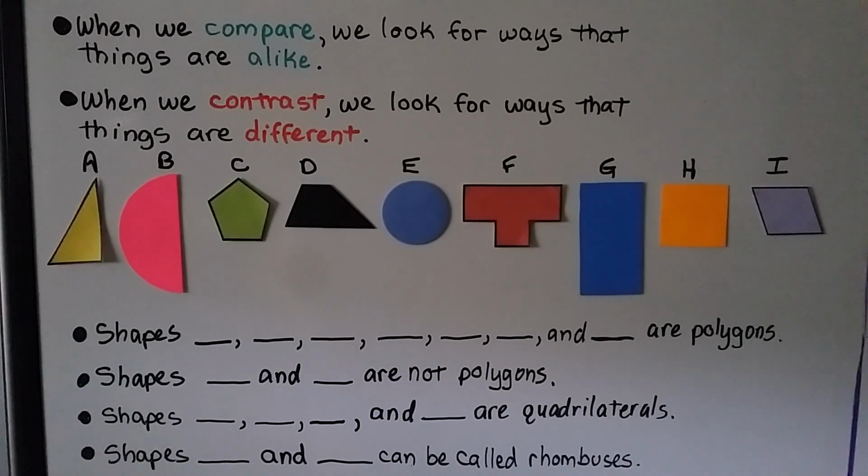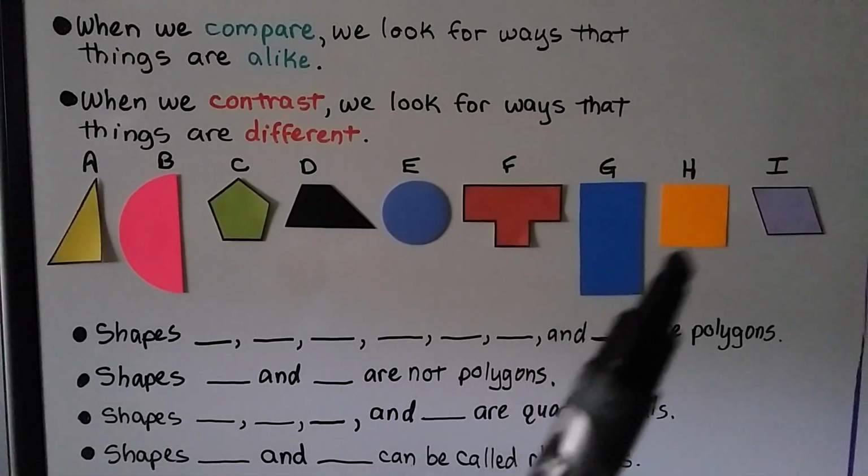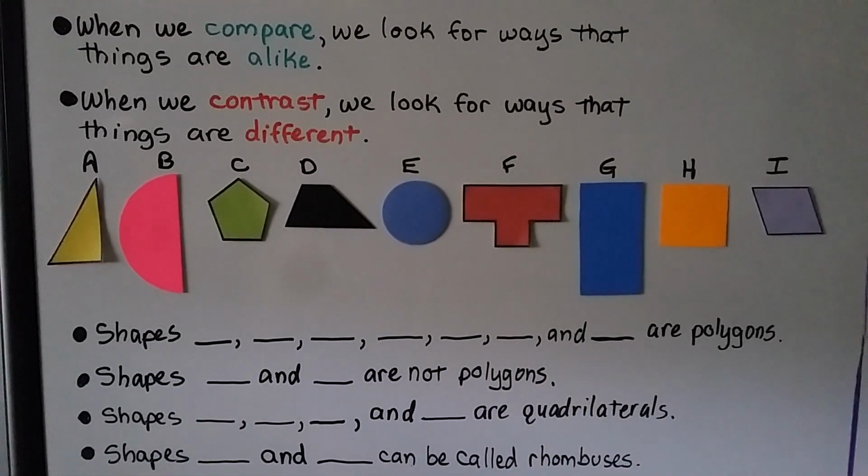When we compare, we look for ways that things are alike. When we contrast, we look for ways that things are different. Now look at all these shapes here. We've got A, B, C, D, E, F, G, H, and I. And we need to fill in the blanks with the correct letter of the alphabet. It says shapes. All of these are polygons. So which of these are polygons? Do you remember the definition of a polygon?